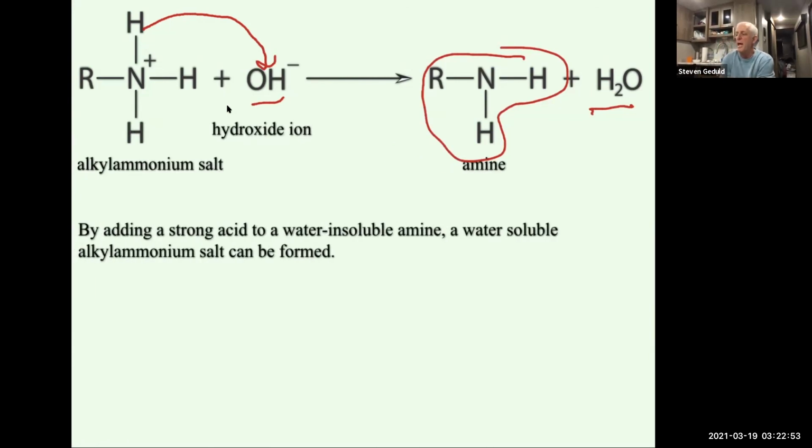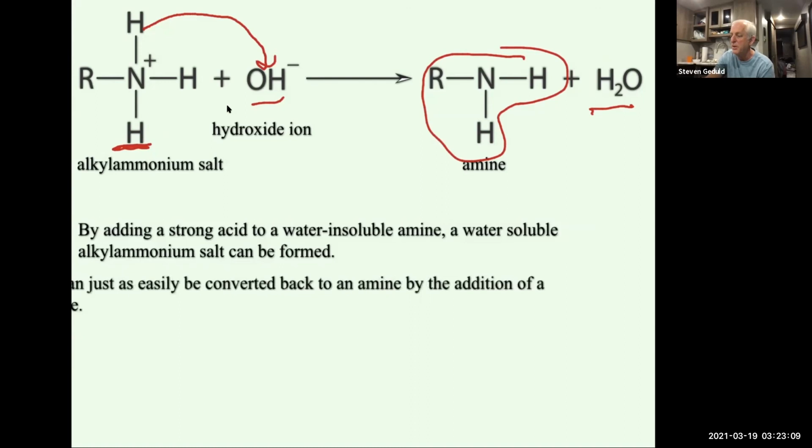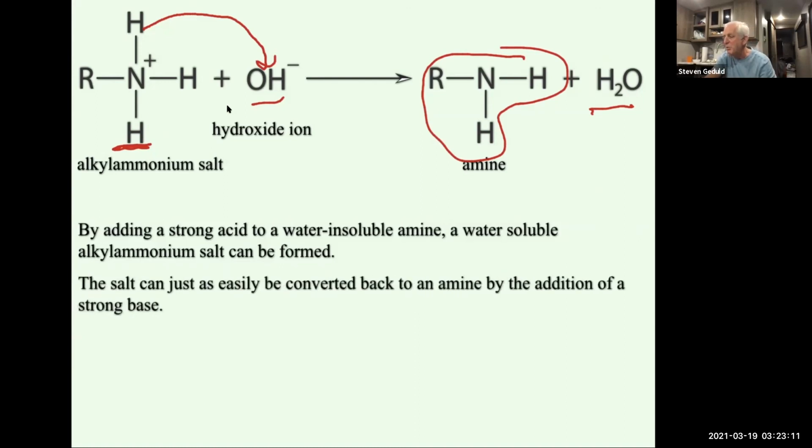So by adding a strong acid to a water insoluble amine, a water soluble alkyl ammonium salt can be formed. That's what formed these right here by adding acid to it. Because you protonated it, you put a proton on it, you gave it a charge. Now it's polar, so it can dissolve in a polar solution. The salt can just be converted back to an amine by addition of a strong base.